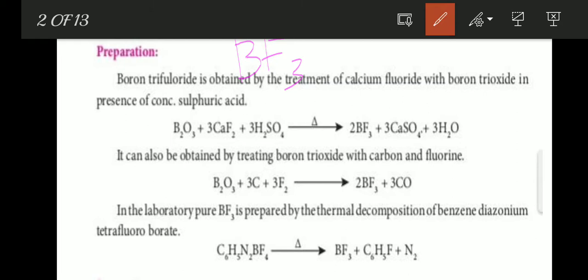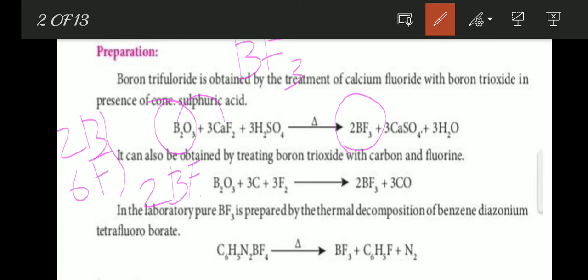Look, 2 atoms of boron, 3 atoms of oxygen, and 6 atoms of fluorine are converted to form boron trifluoride: 2 boron and 6 fluorine converted into 2 BF3. Next, 3 calcium and H2SO4 form calcium sulfate. The remaining water molecules: 6 molecules of water and 3 molecules of hydrogen form water molecules.